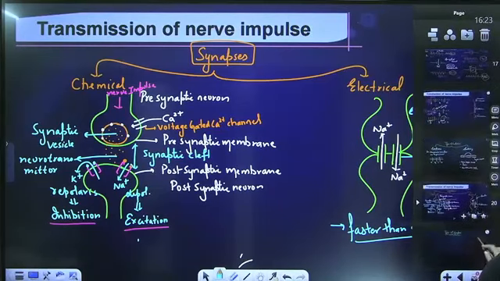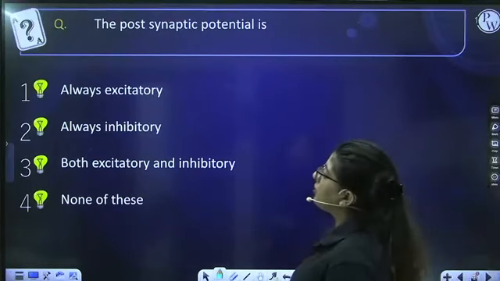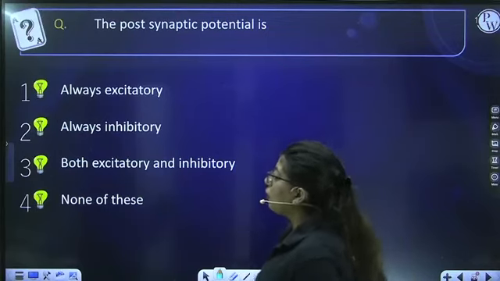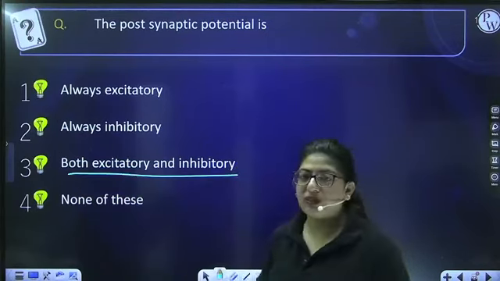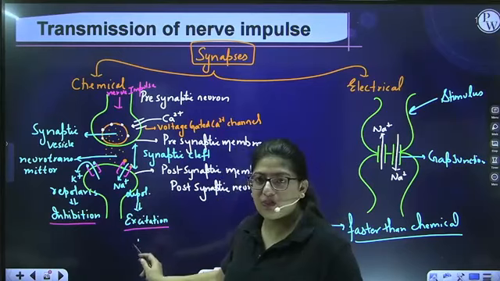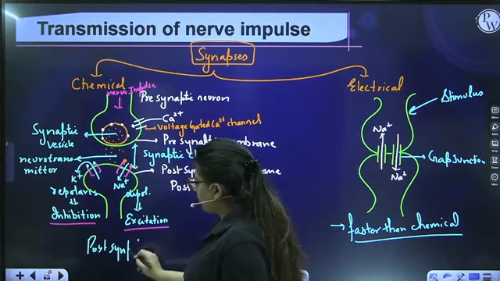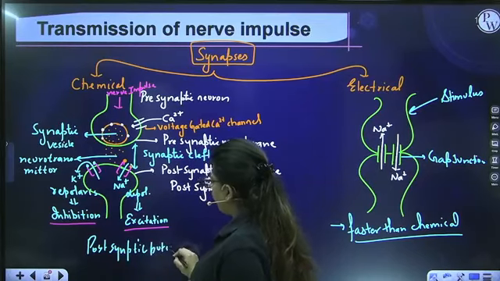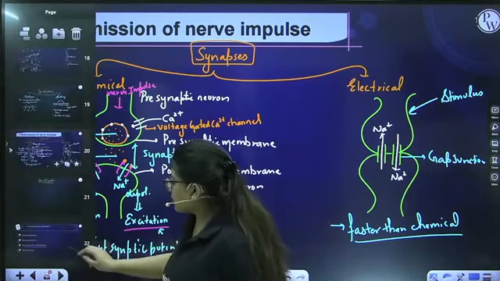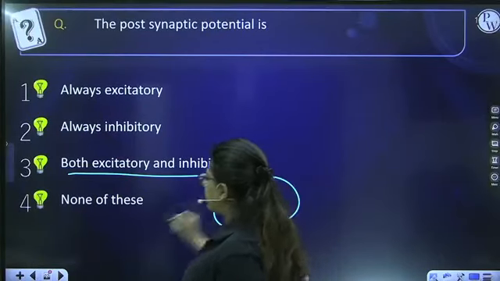Let's move further and solve this question. The postsynaptic potential is always excitatory, always inhibitory, both excitatory and inhibitory, or none of the above. So the postsynaptic one can be both excitatory and inhibitory. We have done that right now. This potential that has arrived in the postsynaptic neuron is also known as the postsynaptic potential. So this postsynaptic potential can be excitatory as well as inhibitory. Let me write the answer. Answer is 3. Next, guys.